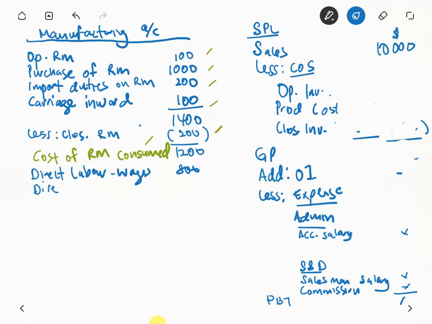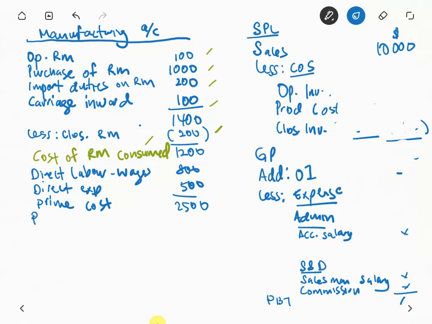Direct expense. Let's say it is 500. Should I plus or minus? Yeah, plus direct. I got 2,500. Do we have a name for this 2,500? Yeah, direct is a prime cost. What is after direct? Indirect.